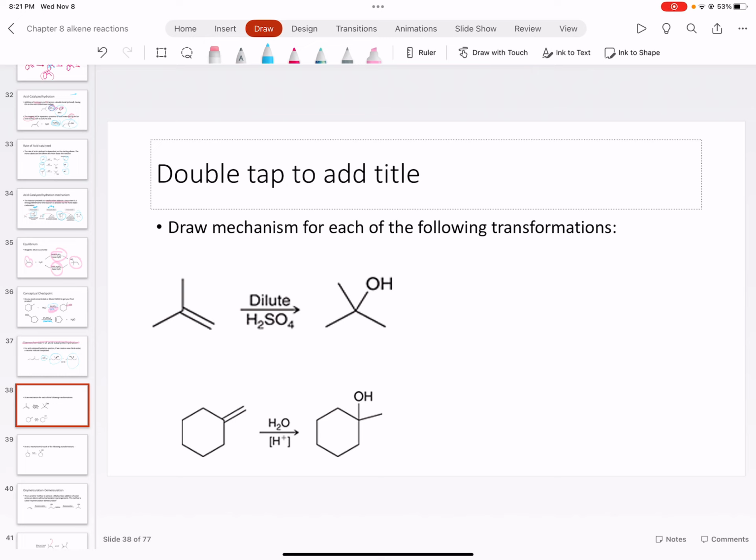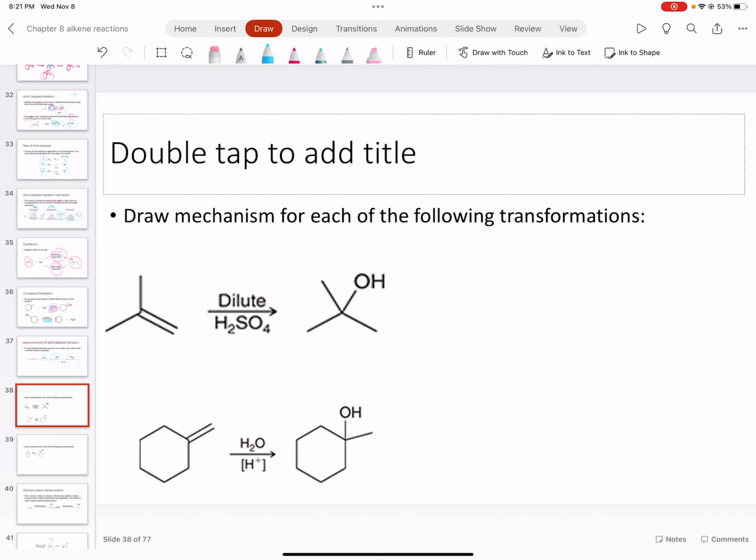So then let's see, we can draw the mechanism for this one. Yeah, I was a little lazy on putting up titles.